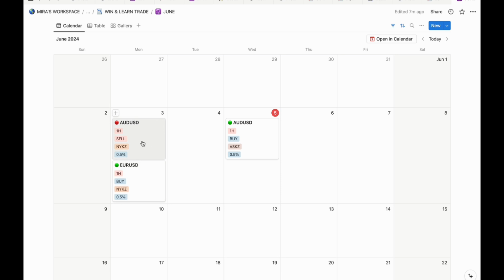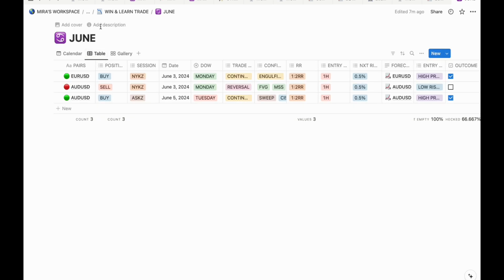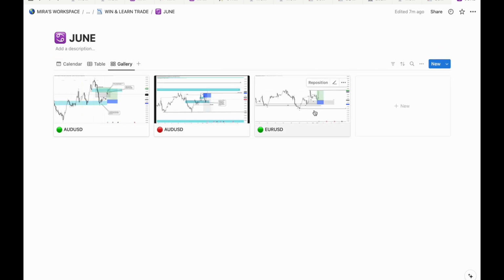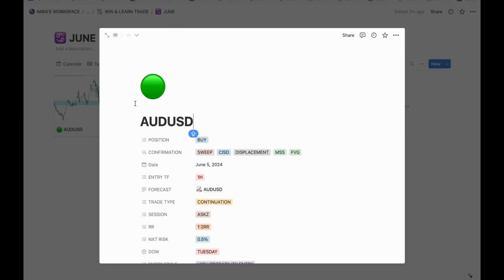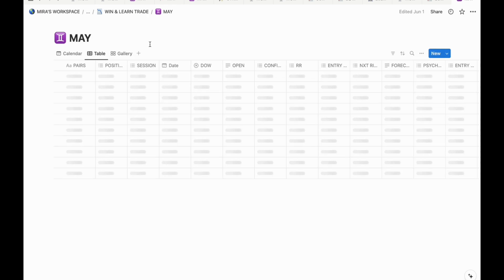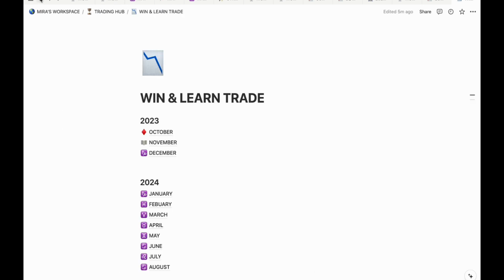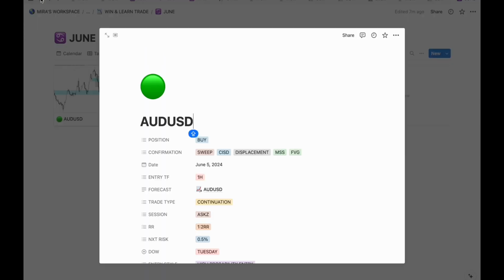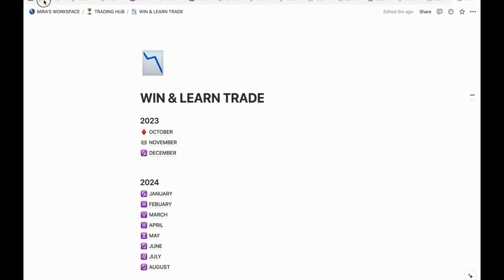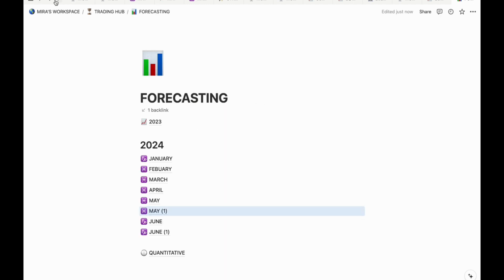On the 3rd I took 2 trades, and one was a win and one was a loss. On the 5th I took just 1 trade. Then in a tabular form or in a gallery form, as you can see, in gallery form you can still open it and it's the same thing that will appear. So going back to the forecasting, you can use this arrow by the side here to return back to wherever you were before.